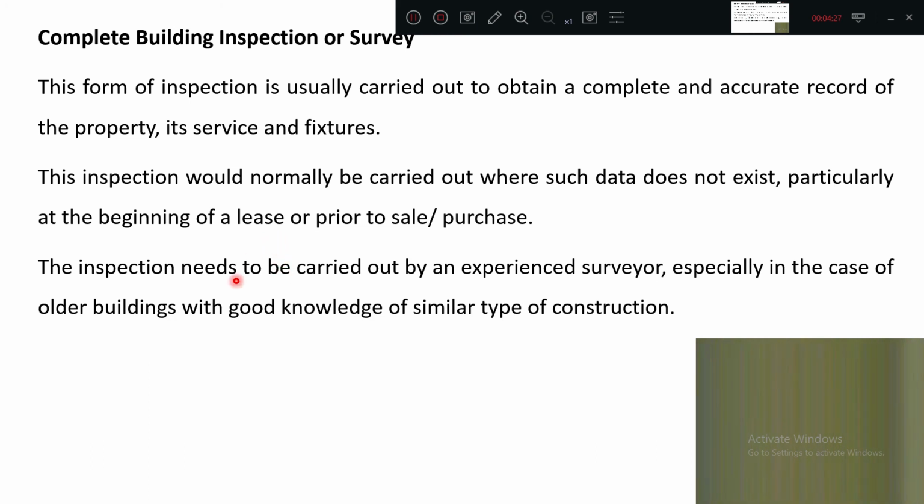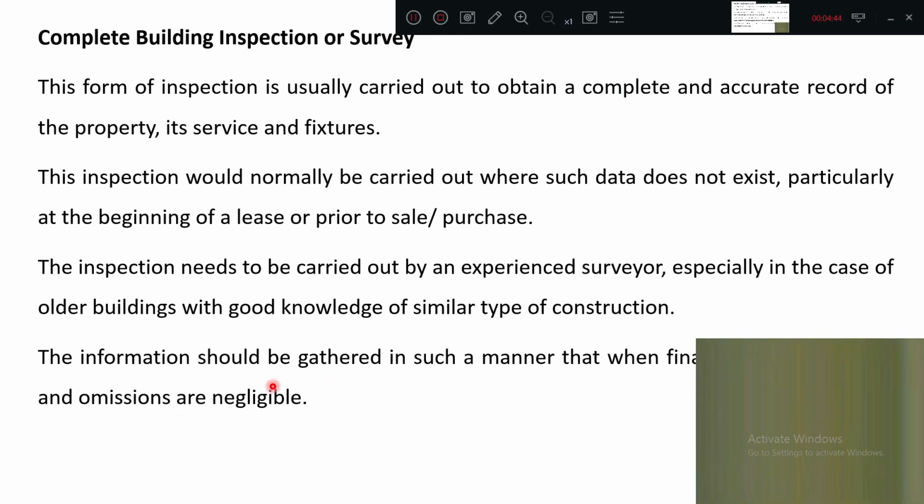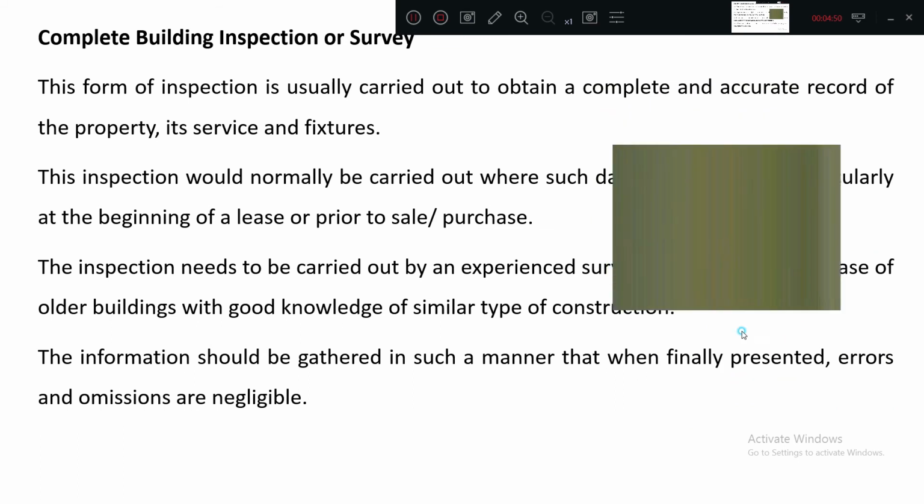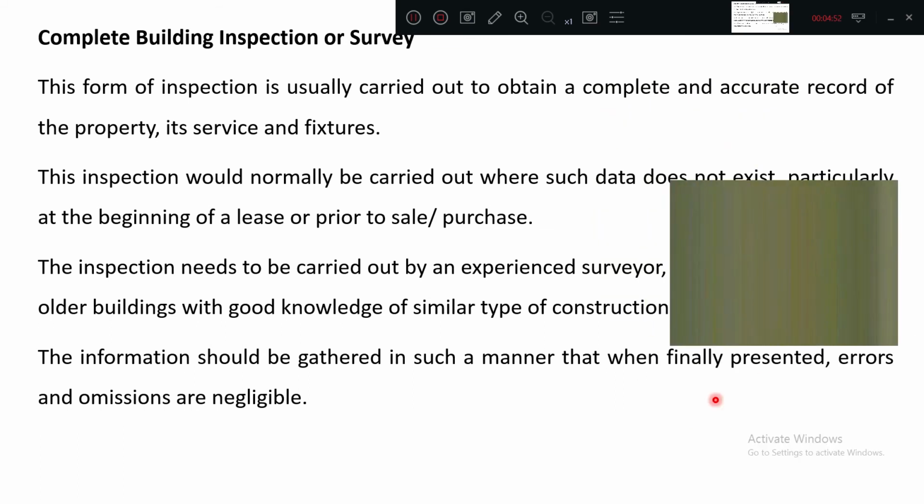This inspection needs to be carried out by an experienced surveyor, especially in the case of an older building. That person has good knowledge of similar types of construction. The information should be gathered in such a manner that when finally presented, errors and omissions are negligible. Means in the complete building survey report, all the data should be present.